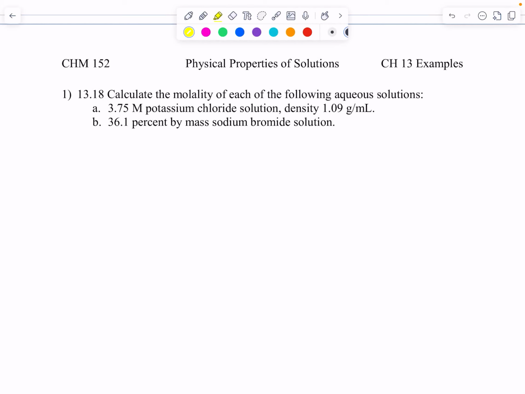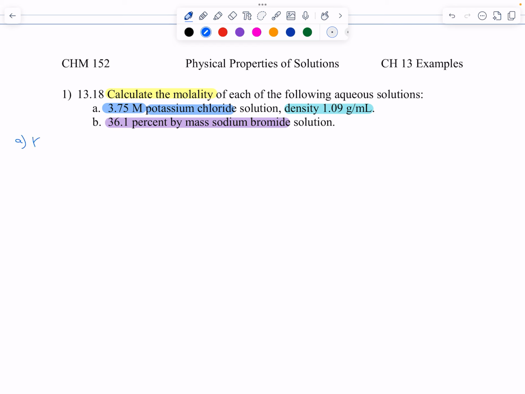All right, ladies and gentlemen, we got the chapter 13 examples. We'll start with number 1. We're going to calculate the molality of each of these two solutions. So the first one, 3.75 molar potassium chloride, right? And it gives you a density of 1.09 grams per milliliter, excuse me. And then a 36.1% mass sodium bromide. All right, let's start with A.